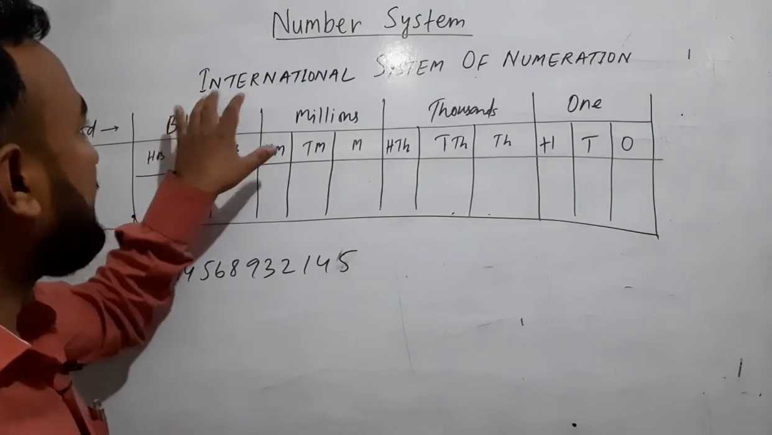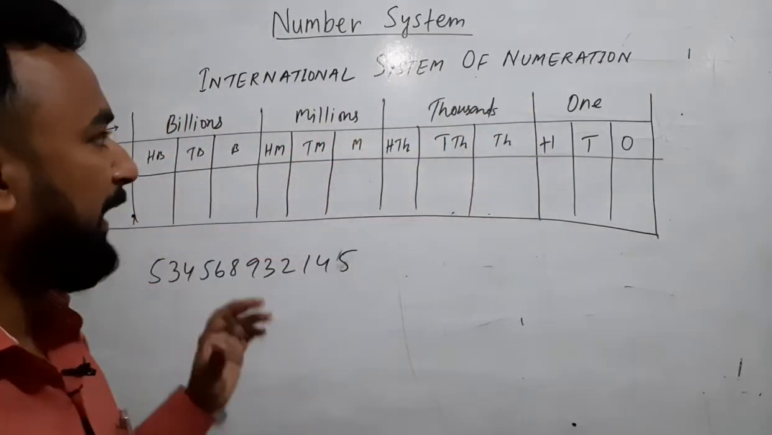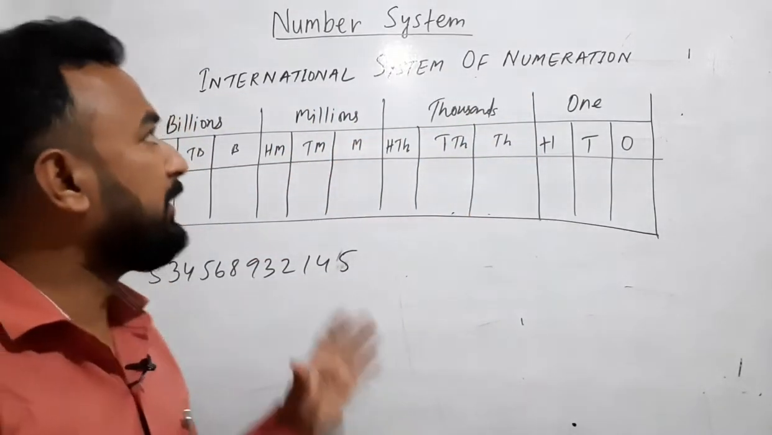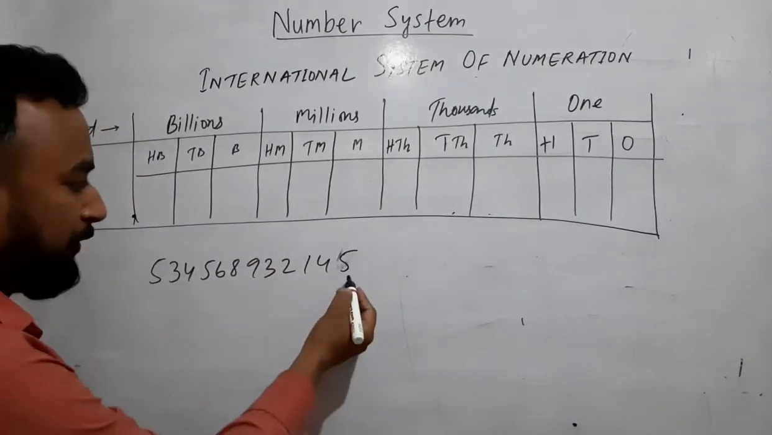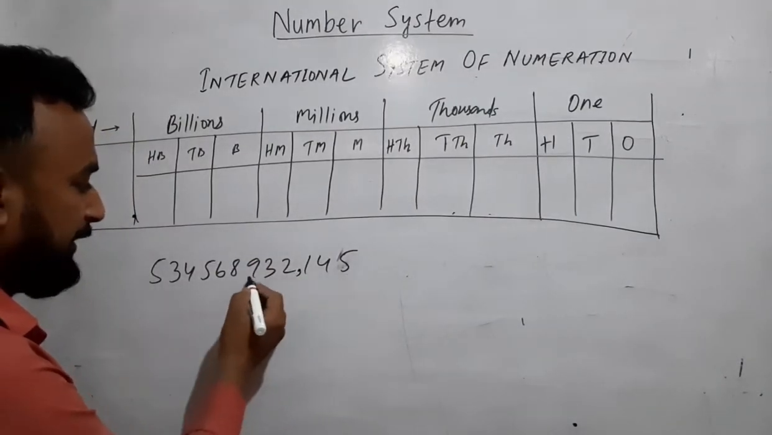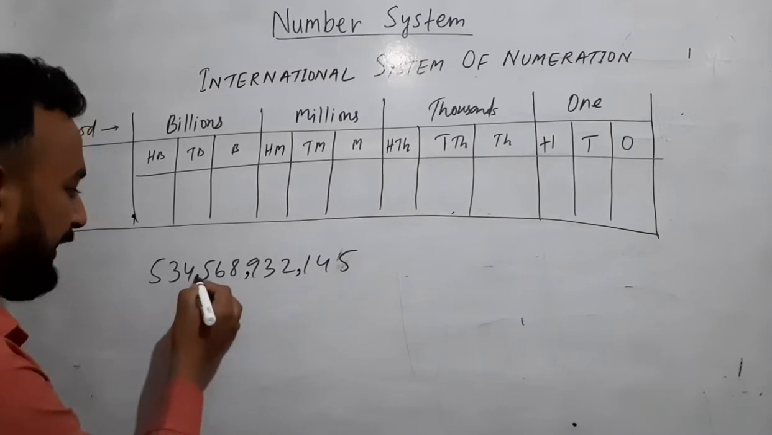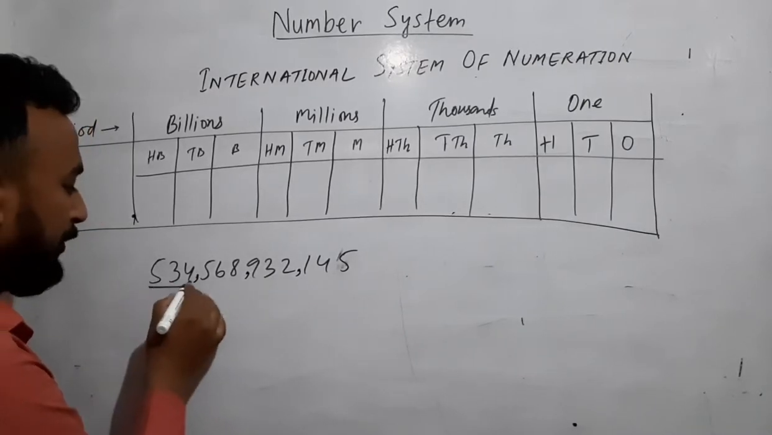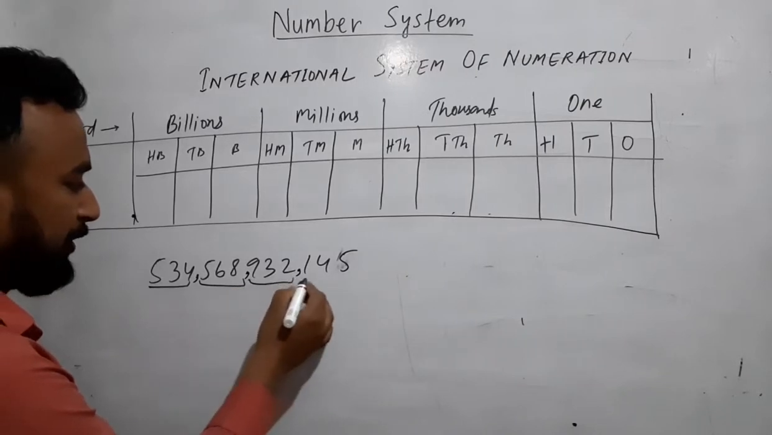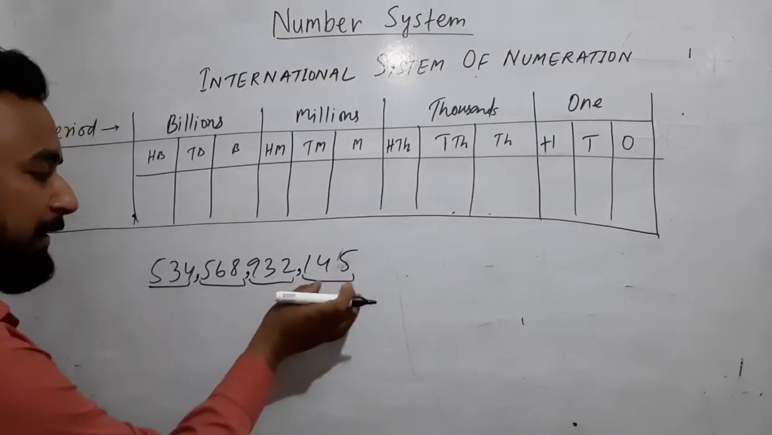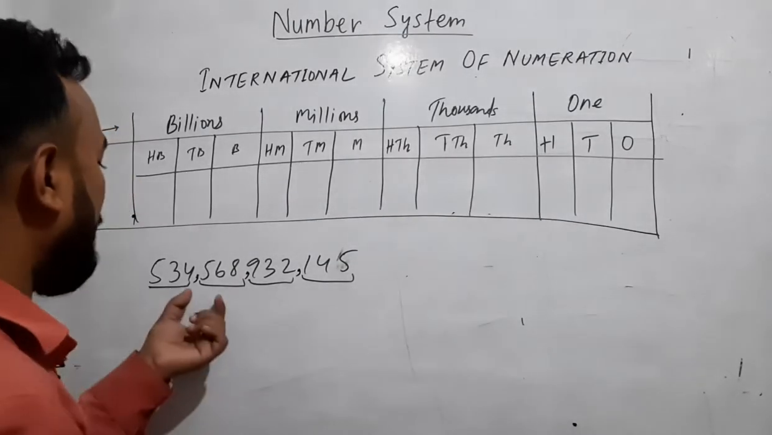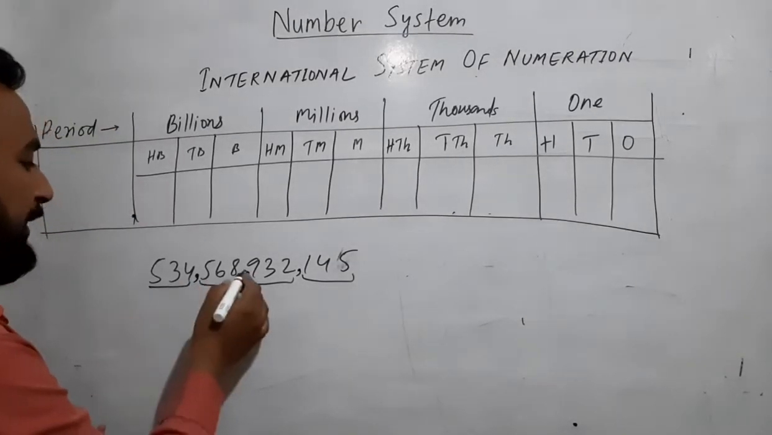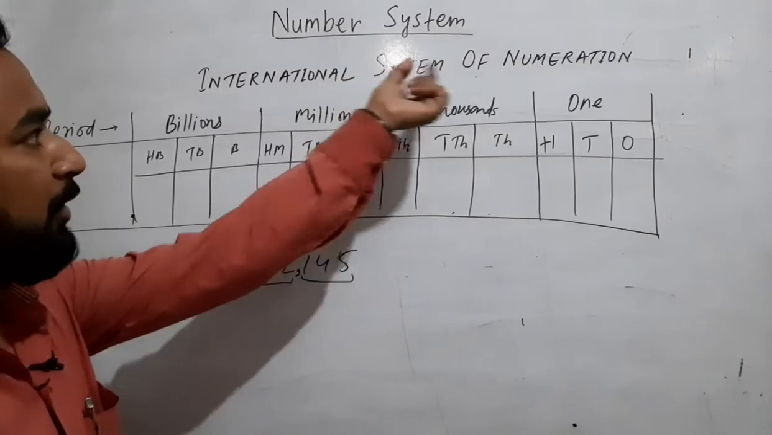Second, you have the international system of numeration. According to the international system, you have to arrange commas like this. First count from the right side, 3 digits, and again 3 digits, and again 3 digits. That means you have to form triplets and put the comma between them. Okay, you have to make triplets of 3 and put the comma there. This is the way to put commas according to the international place value system of numeration.